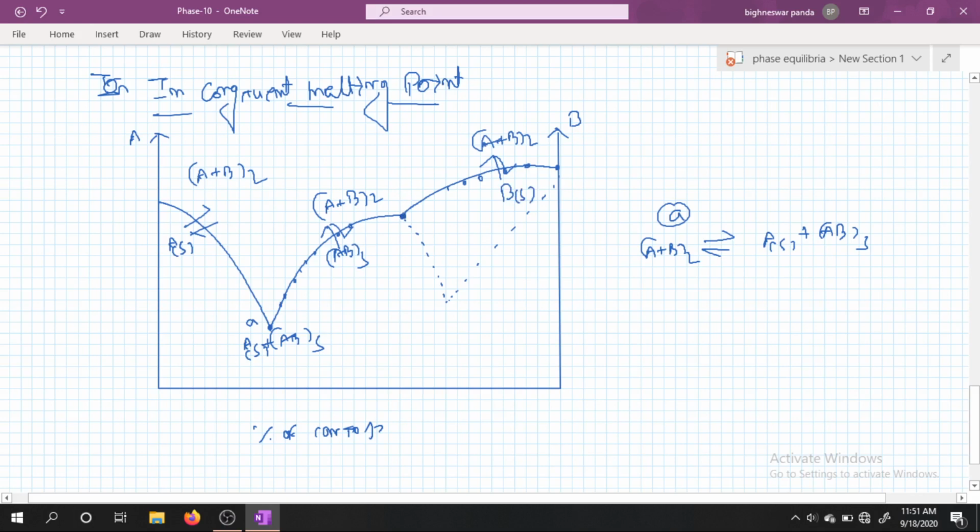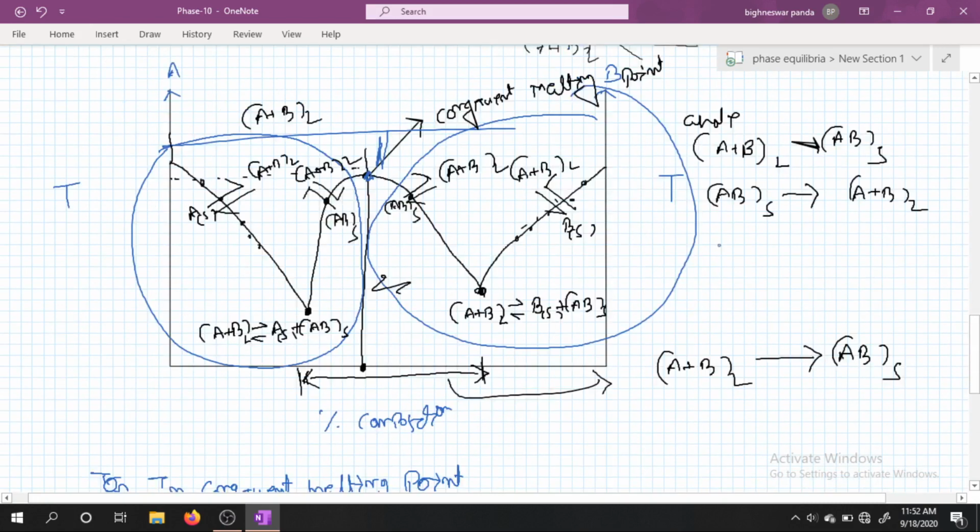at this particular point, what happens here? Consider this is our point B. So at point B, A plus B liquid is in equilibrium with B solid as well as AB solid. What happens here? At this point, A plus B liquid is in equilibrium with AB solid. That means only AB solid is formed, not B solid.